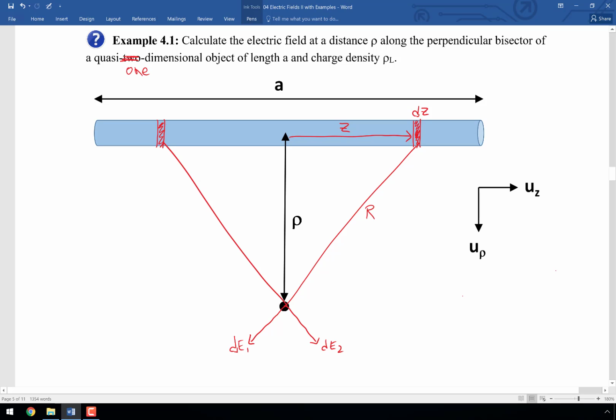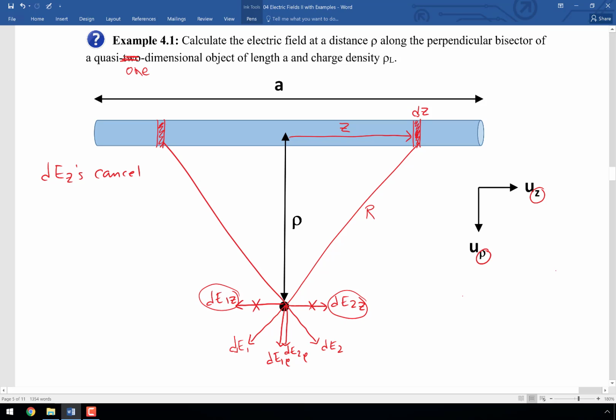Now I can break each of those into their components, so there'll be a component of dE2 in the z direction. There's also a dE1 in the z direction, and there's a dE1 in the rho direction, and then there's also a dE2 in the rho direction. Now what you'll notice is that the dEzs are going to cancel. They're going to be equal and opposite to each other. Symmetry of the problem says that this value and this value are going to be pointing in opposite directions. And because I've chosen symmetric points, they're going to have the same value. So those are going to cancel each other out.